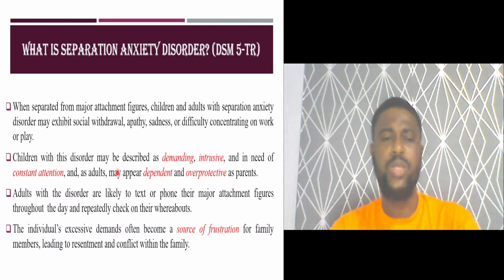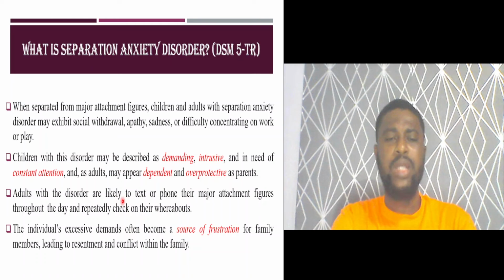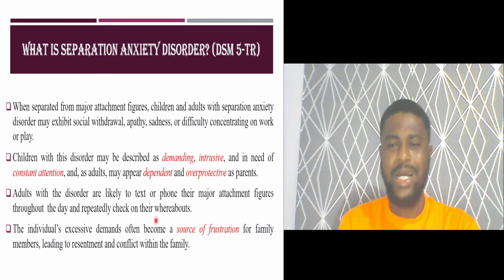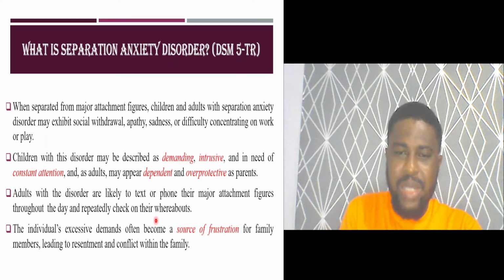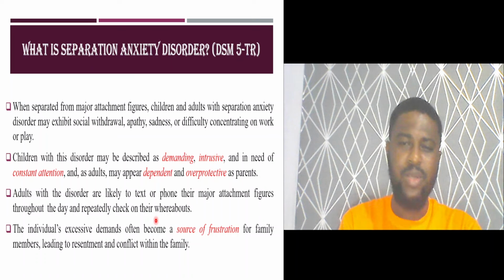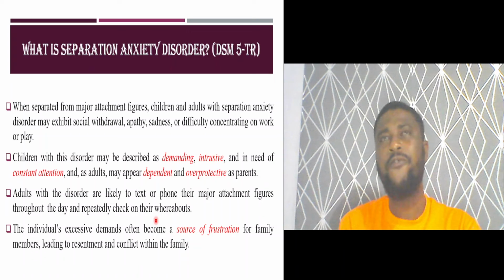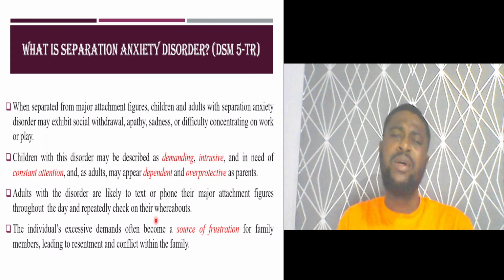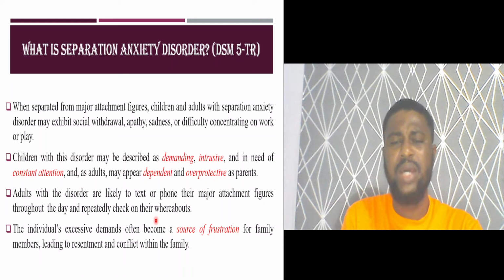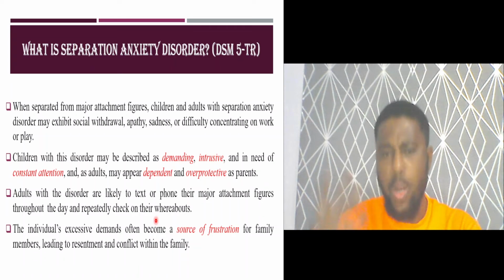Now, in adults with separation anxiety disorder, you'd likely find that if it's a relationship, this individual is almost always texting or calling the major attachment figures throughout the day, or repeatedly checking on the other person, the child or the spouse, or the partner, the fiancé. And if you are dealing with such a person, you may feel that they are too intrusive, they are becoming overly inquisitive, so to speak. And that is because there's this fear that I need to be aware that this person is fine.